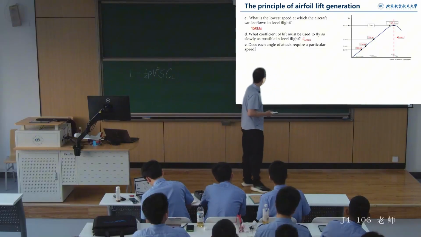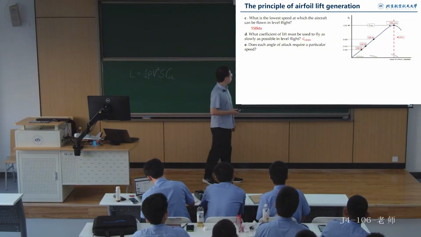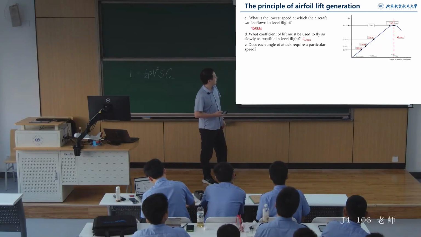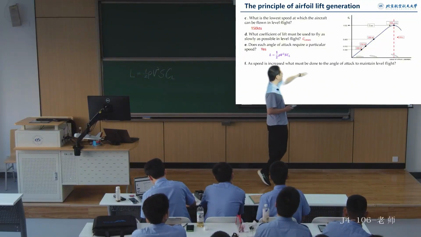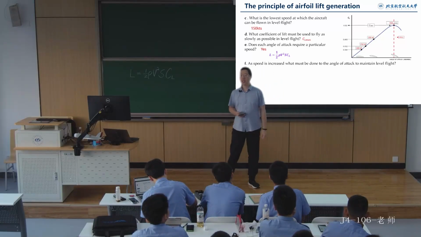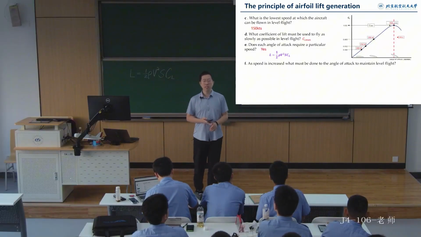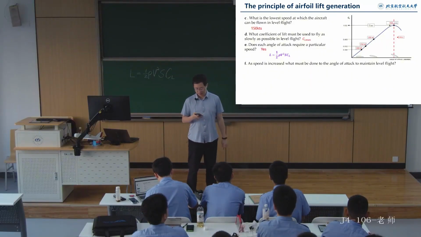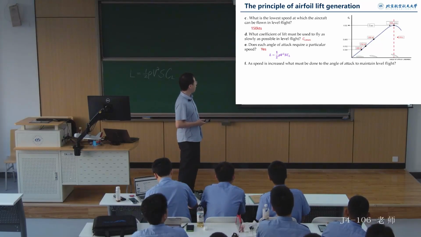All right, then the next question. If the airspeed of the aircraft increases, and at the same time we want to maintain level flight, what should happen to the aircraft's angle of attack? What should happen to our angle of attack? It should decrease, right? Okay, let's move on to the next question.